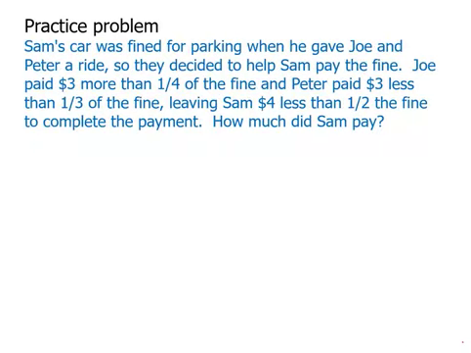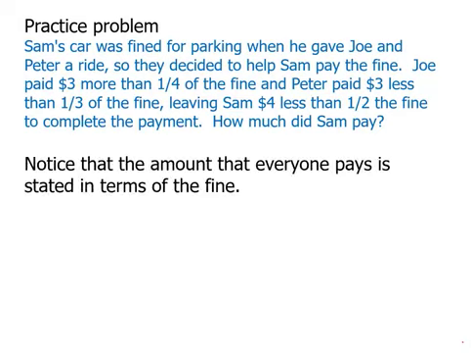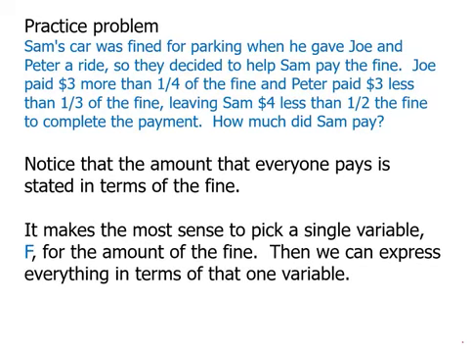Here's another practice problem. Pause the video and then we'll talk about this. All right, so you might be tempted to use variables s, j, and p, but notice that everything is in terms of the fine. And so even though that's not the target value, it's going to make sense to pick one variable for the fine because we can express what everyone paid in terms of the fine. So I'm going to pick f for the fine, then we can express everything else in terms of that variable.